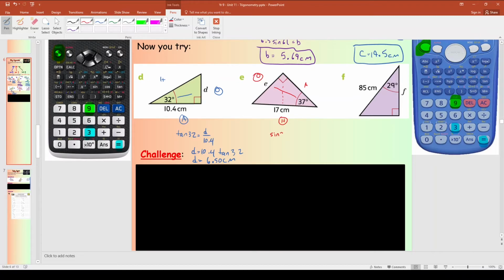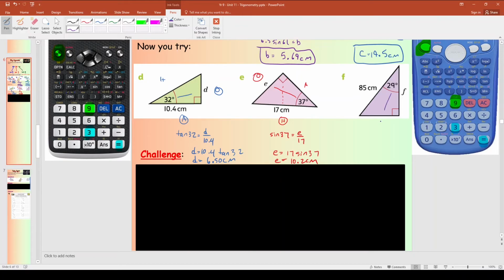Yeah, it's sine. Sine of 37 equals E over 17. That means E, times both sides by 17, is equal to 17 sine 37. And that means that E is equal to 17 sine 37, which equals 10.2 centimeters. Cool beans? And the final one then, buddies.